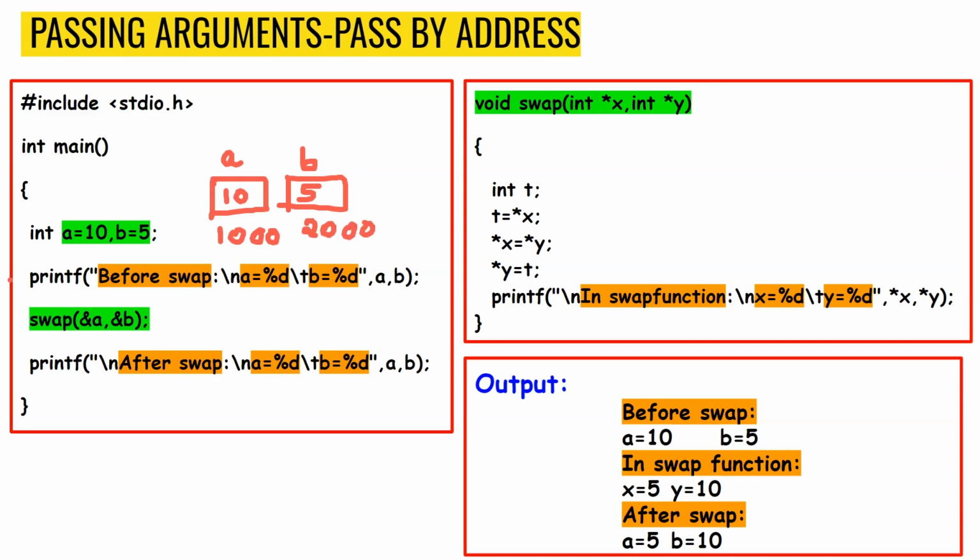Which is 10 and 5. So before the swap, we are printing "before swap" and the value of A and B, which is 10 and 5. Then we are making the function call, or invoking the swap function.